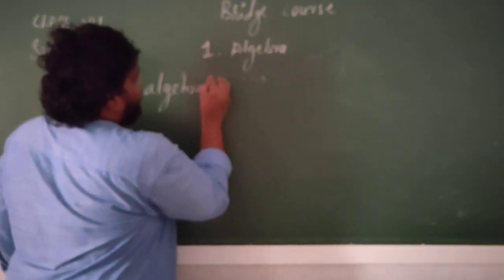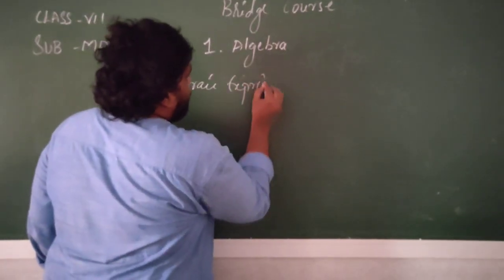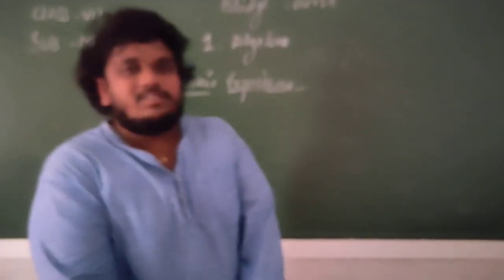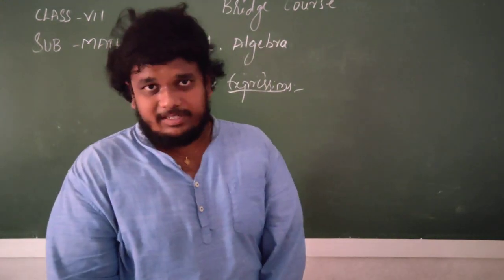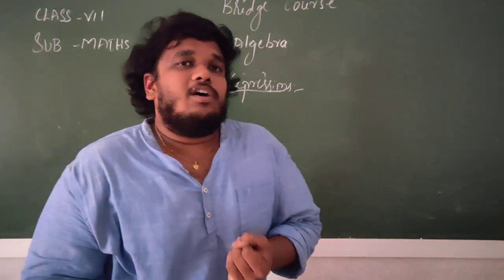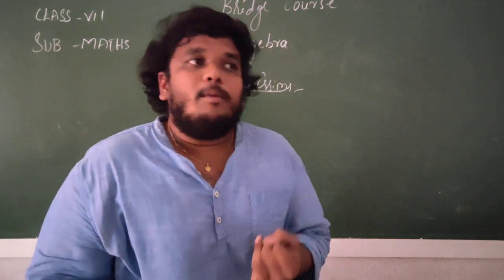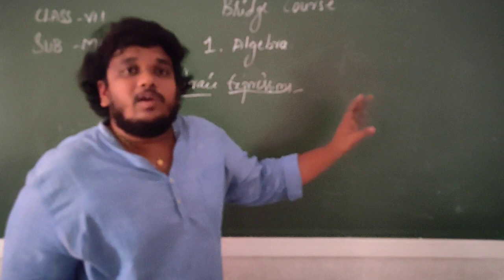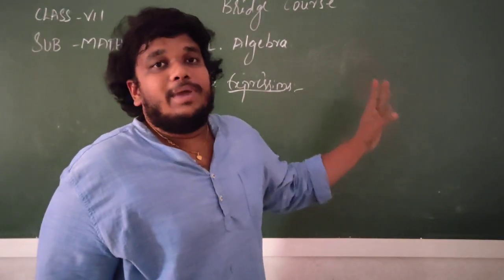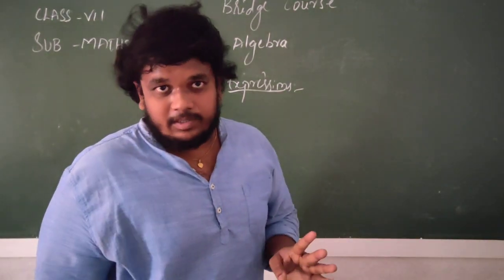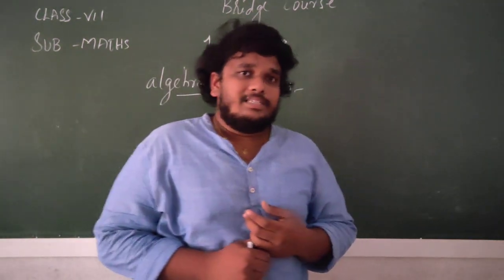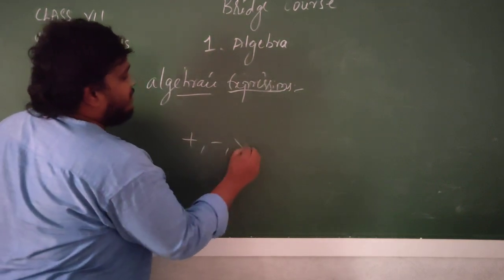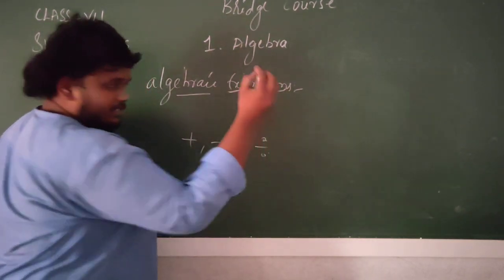Algebraic expression. What is meant by algebraic expressions? We have learned about constants and variables. The combination of constants and variables, including the basic arithmetic operations. So what are the basic arithmetic operations here? The basic arithmetic operations are addition, subtraction, multiplication and division.